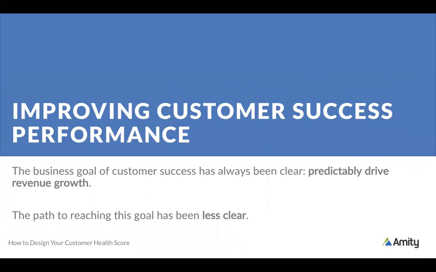And we all know what the goal of customer success is. We don't have to have that conversation anymore. Make our customers successful and predictably drive revenue growth. What's less clear to everybody, and I mean everybody, customer success vendors, SaaS vendors, public SaaS vendors, startup SaaS vendors, non-SaaS vendors, is what's the path to getting there predictably? What's the path to improving performance predictably? And at Amity, we believe there is a path, and we're going to start that conversation today.